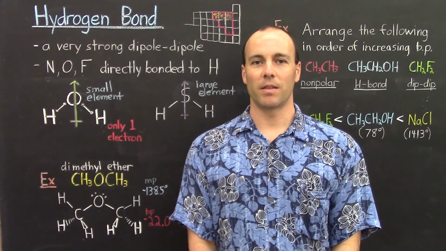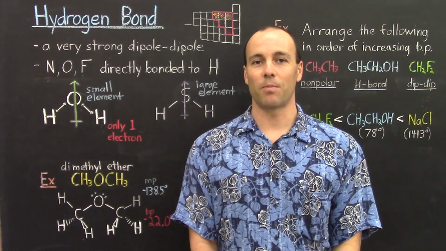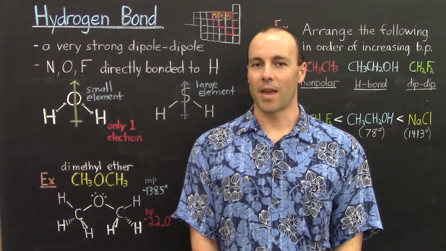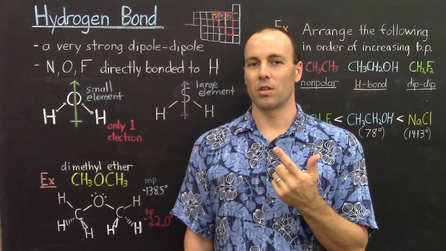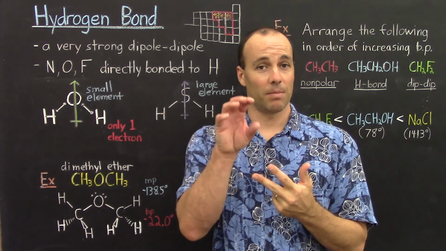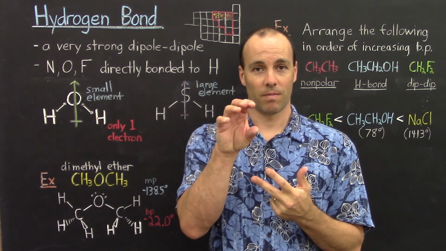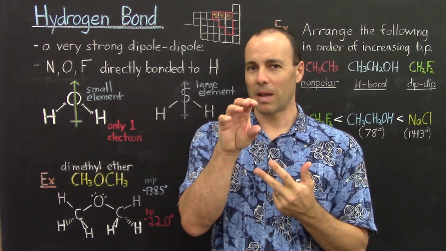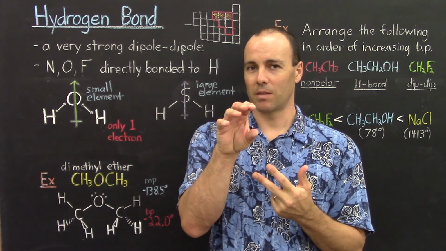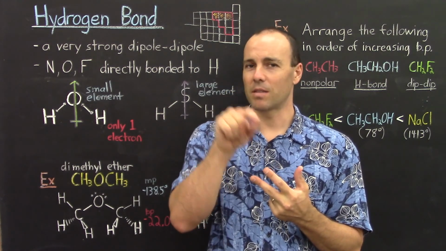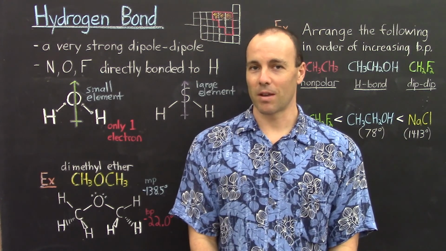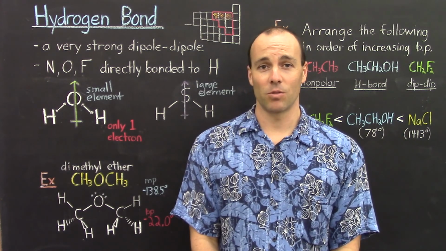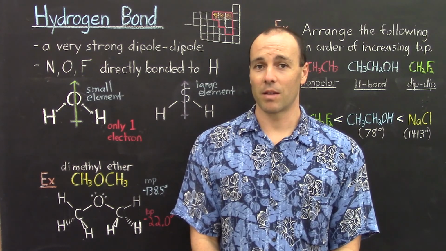The hydrogen bond is a very strong dipole-dipole interaction. To have a hydrogen bond, there needs to be either nitrogen, oxygen, or fluorine directly bonded to hydrogen. Now, what is it about these three electronegative elements and hydrogen that makes the dipole so strong? Well, we can answer that question by comparing two different but related compounds.